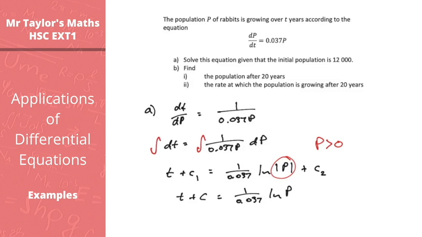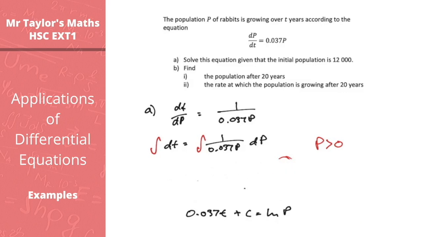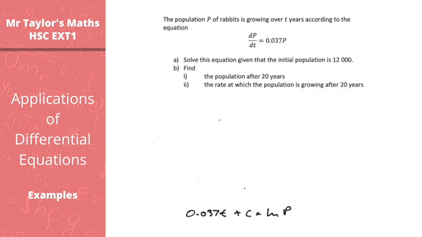So I can multiply both sides by 0.037, so 0.037t plus that constant is ln P. I'm running out of room here, sorry guys, I'll get rid of this. Now I can take e of both sides, the exponential of both sides, so e to the (0.037t plus c) equals P.